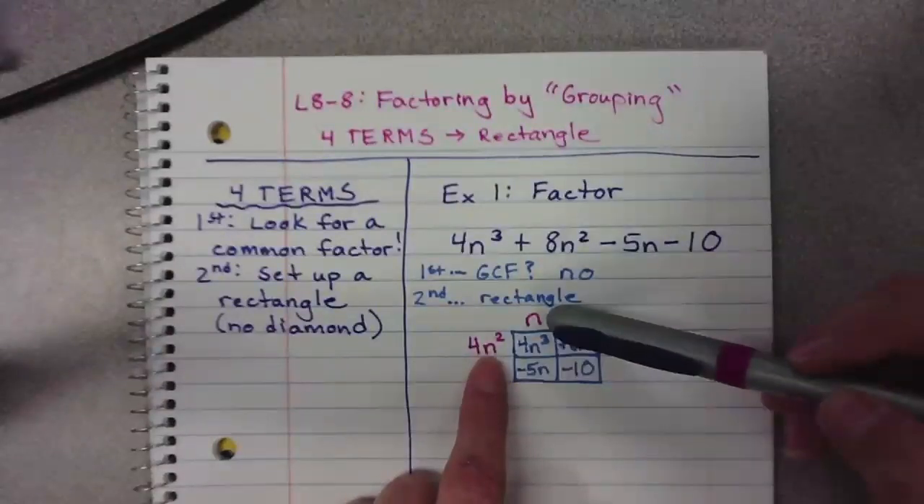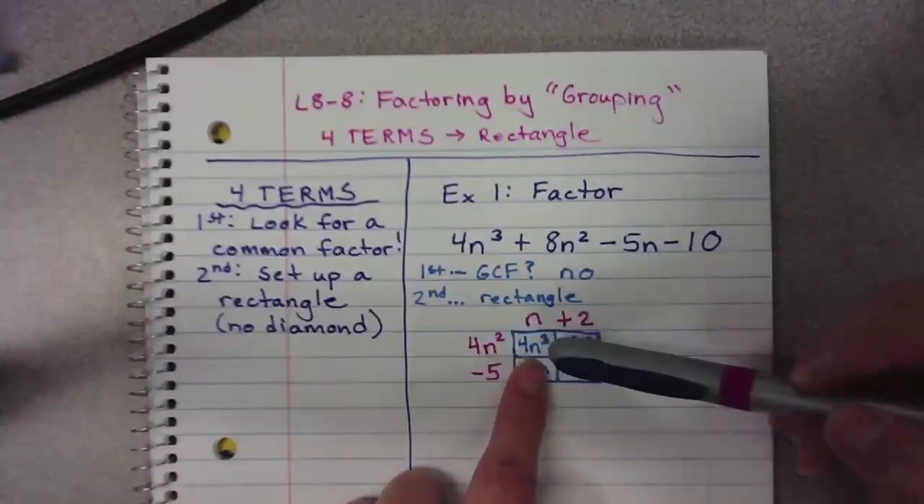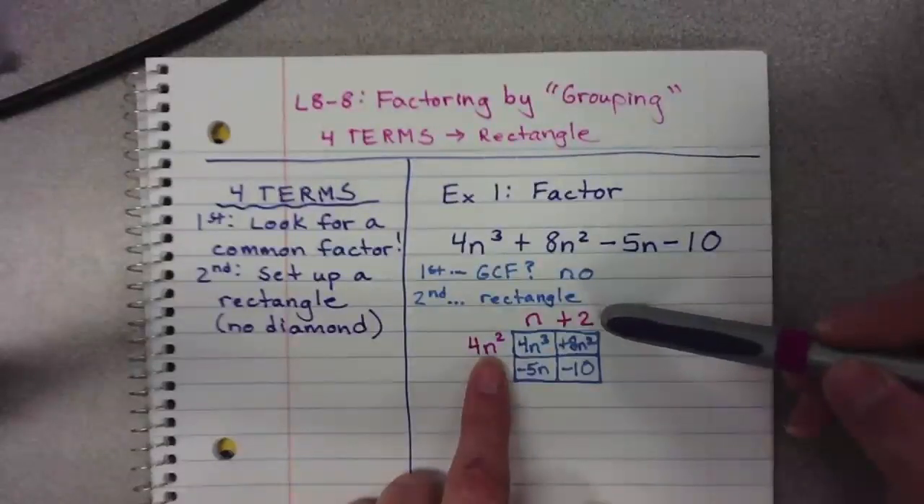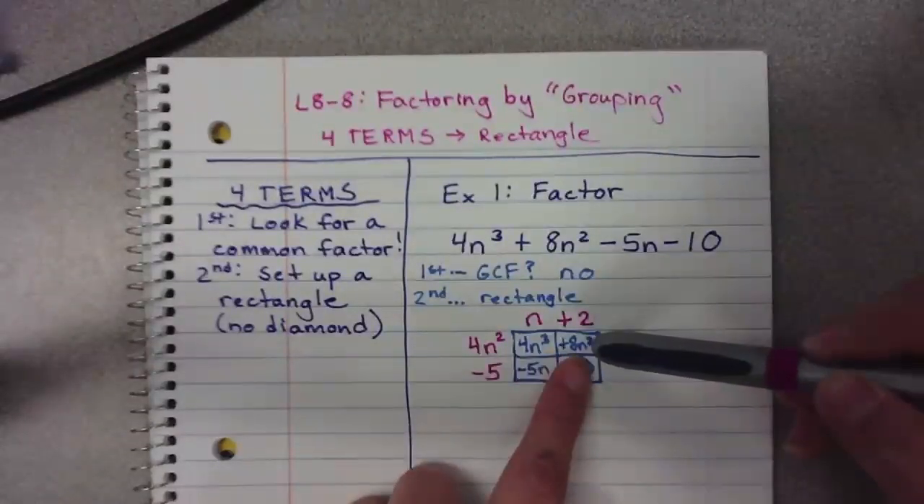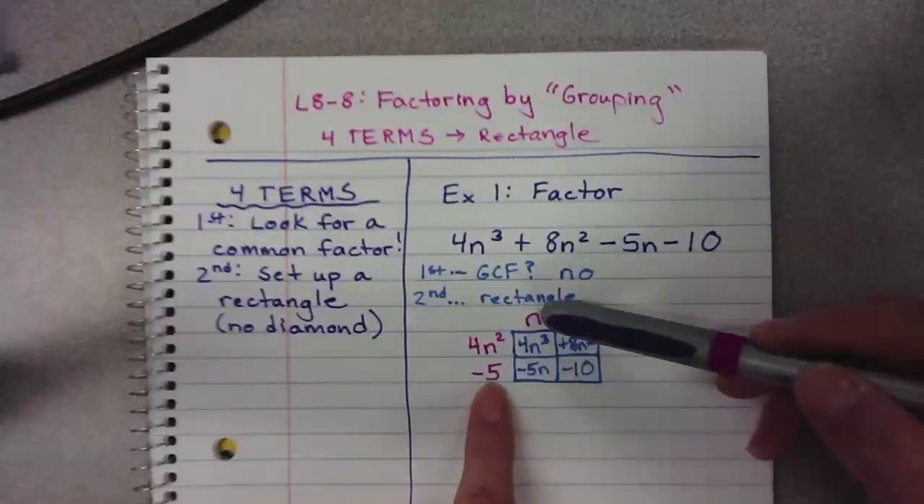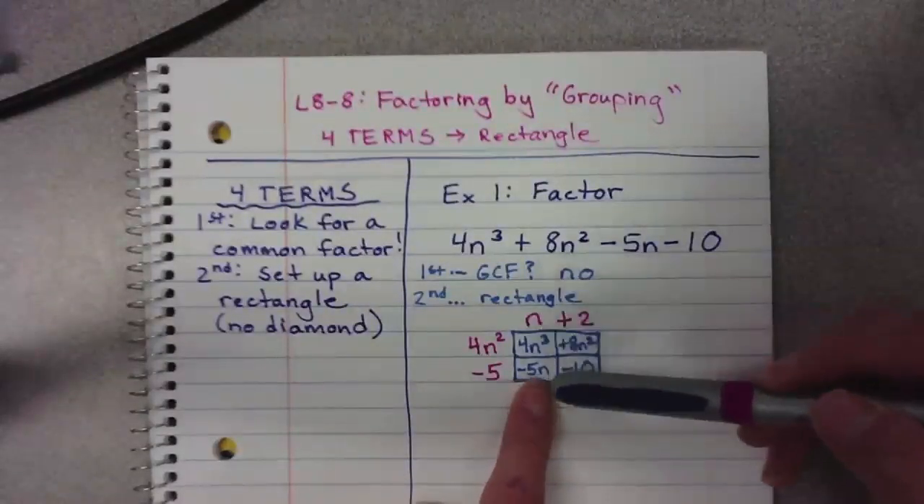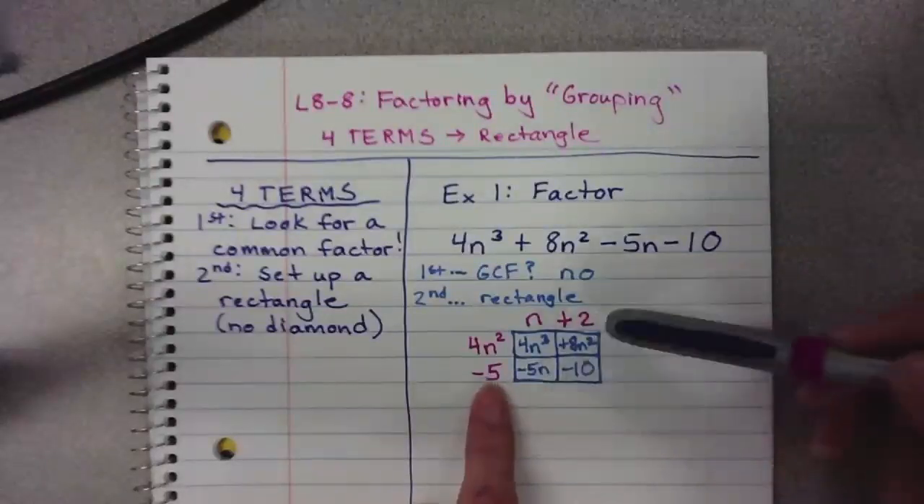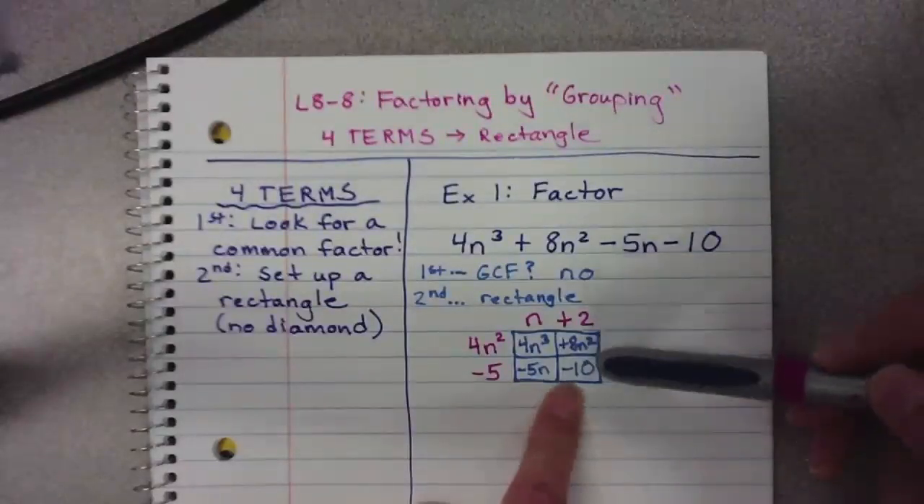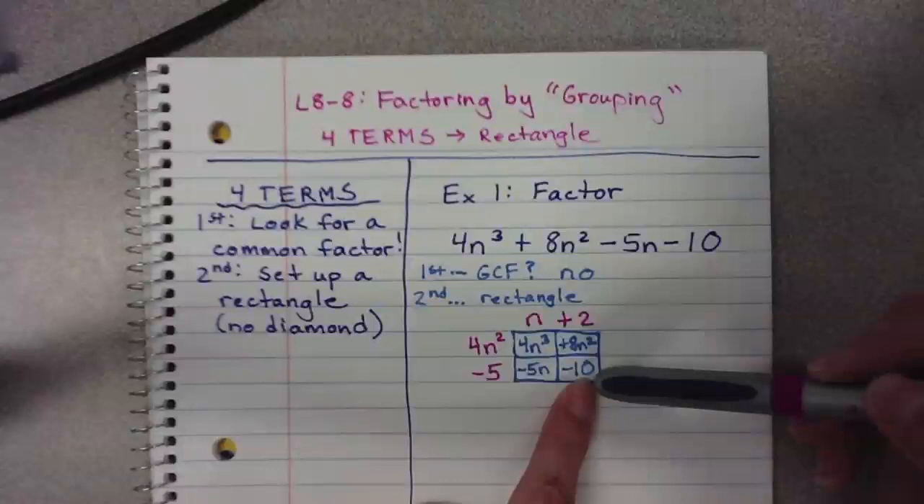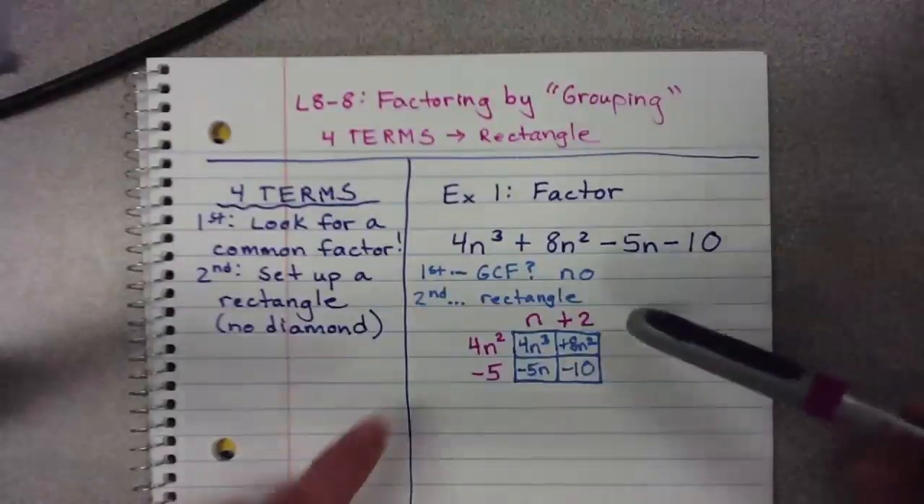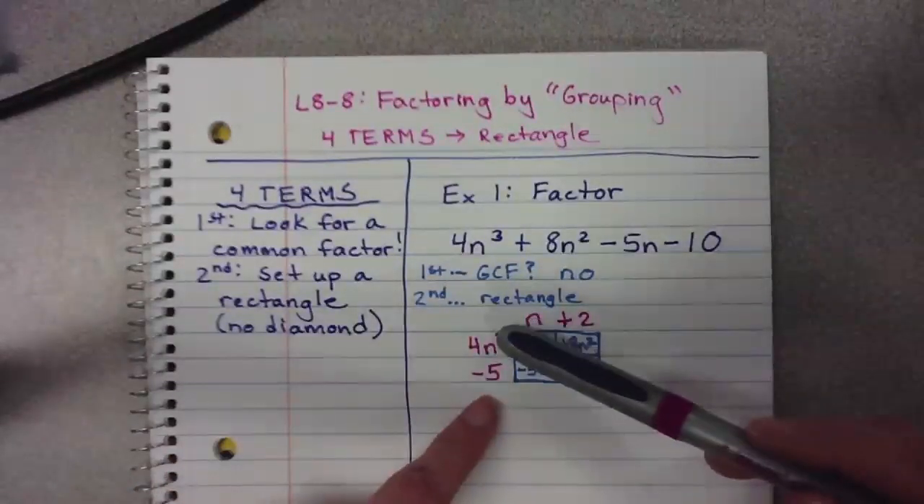What's 4n squared times n? 4n cubed. Are we right so far? Okay, what's 4n squared times 2? 8n squared. Are we right so far? What's n times a negative 5? Negative 5n. What's a negative 5 times 2? So did everything work out? Yeah. So then our answer is in pink right here.